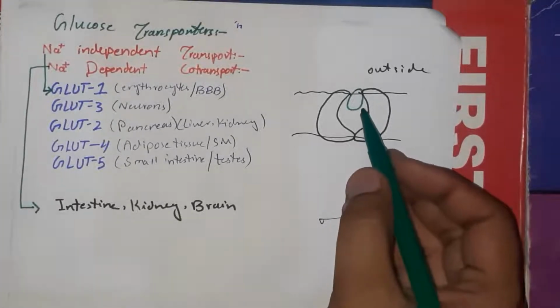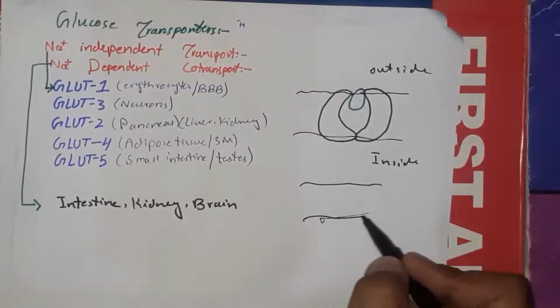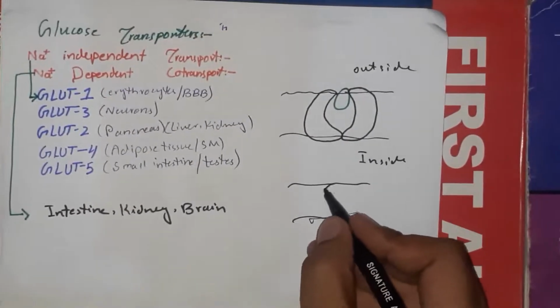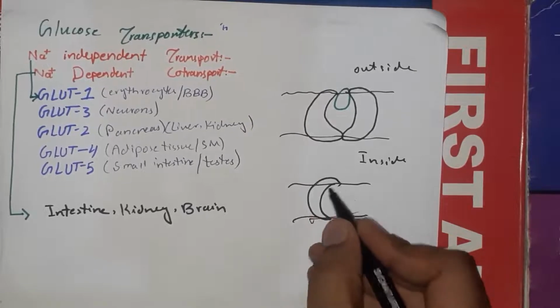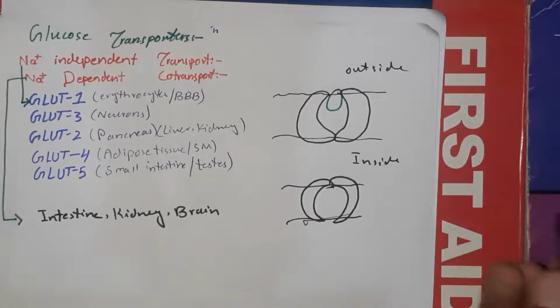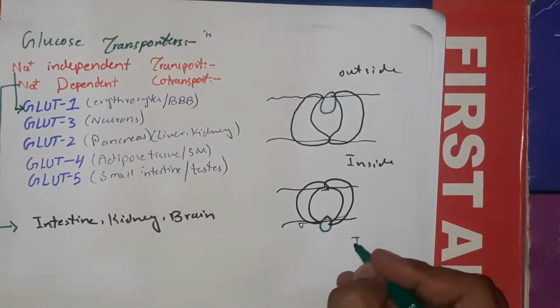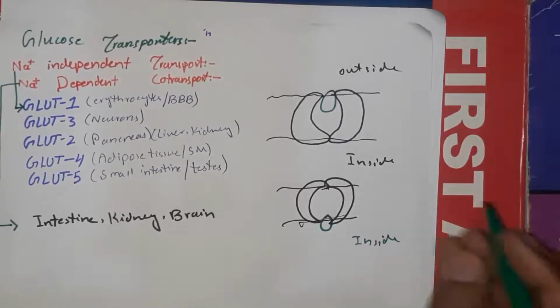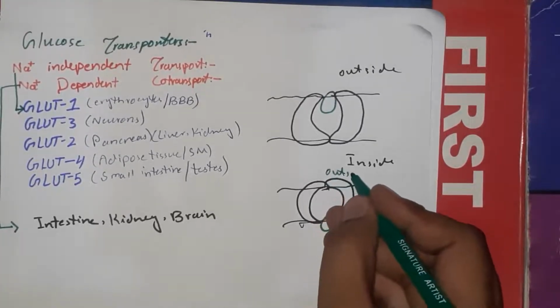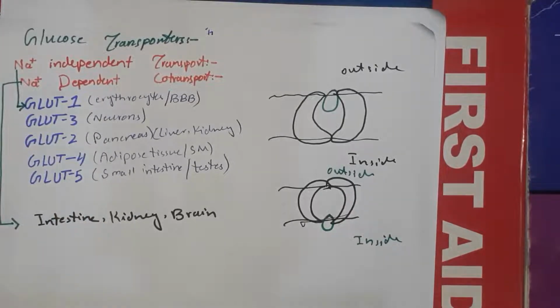So when it binds, it induces a conformational change in this protein, which leads to transport of glucose inside the cells. Now, there is a conformational change. As a result of this conformational change, glucose is transported inside the cells. So this is how these transporters transport glucose inside the cell, and they differ in their tissue specificity, and they are specific for different tissues.